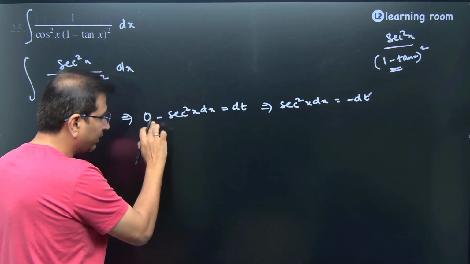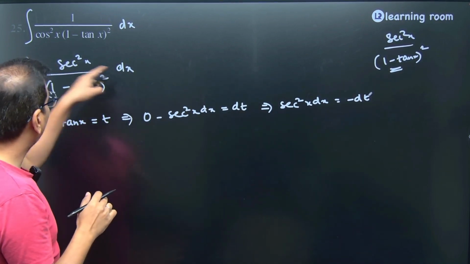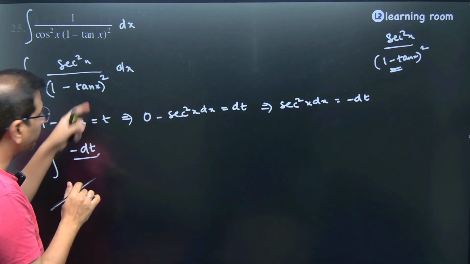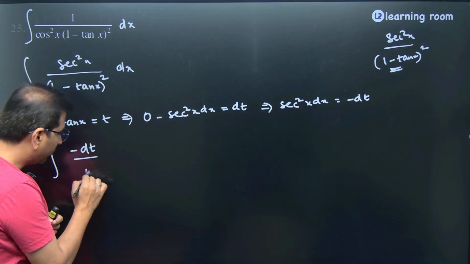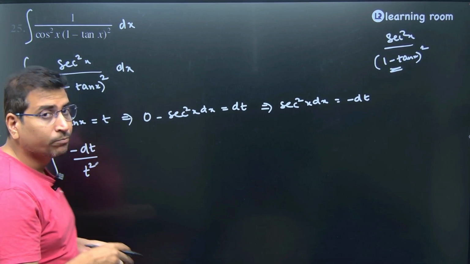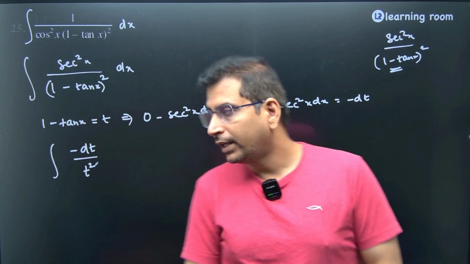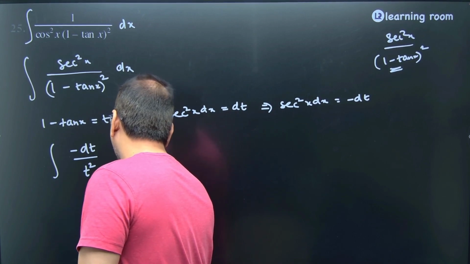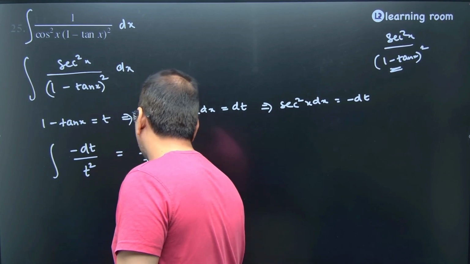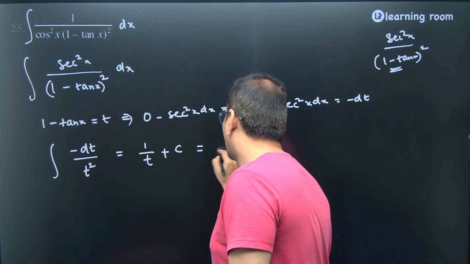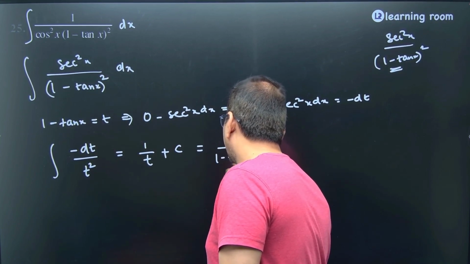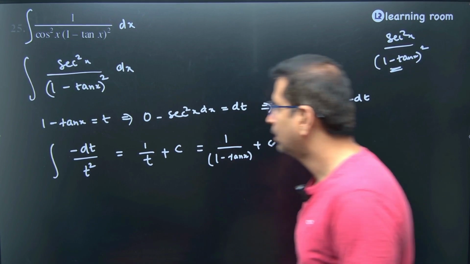So secant square x dx is negative of dt. So numerator is minus dt, the whole divided by 1 minus tan x can be replaced with t. So minus dt divided by t square. Now the integral of minus 1 by t square is going to be 1 by t, and you have a c here. So 1 by t plus c. So 1 divided by, what is the value of t? It is 1 minus tan x plus c.